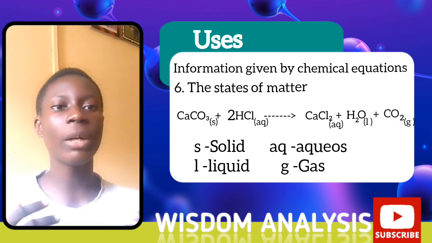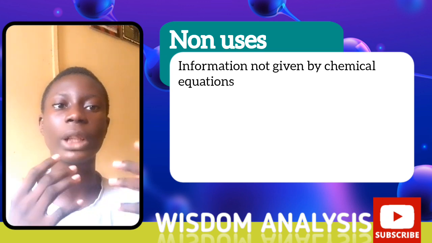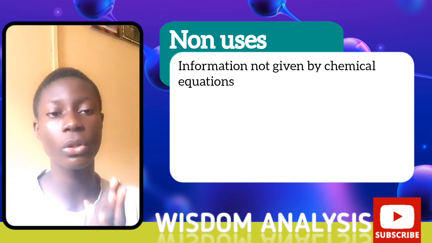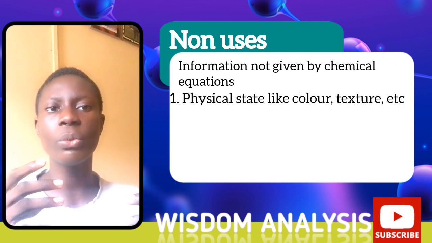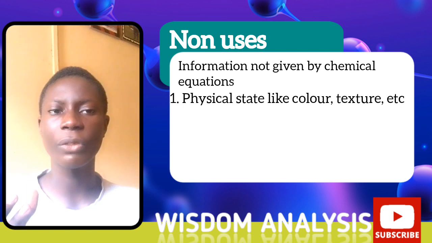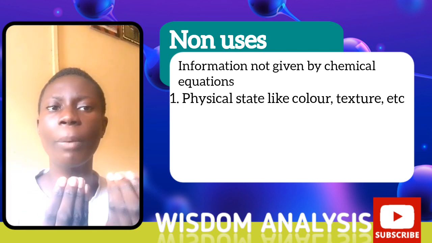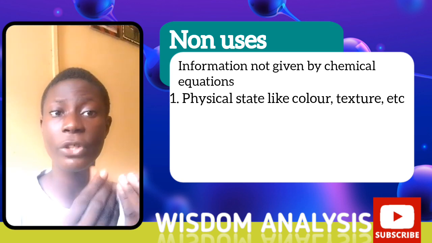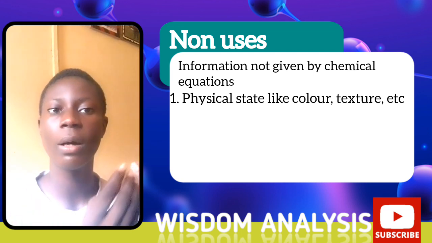Okay, so now we move over to the information that is not given by a chemical equation. That is, what are chemical equations not used for? Number one is the physical state. They don't tell you the color of the compound. They don't tell you whether the compound is rough feeling or very smooth when you touch it. Okay, so just on the chemical equation you can't get that information.